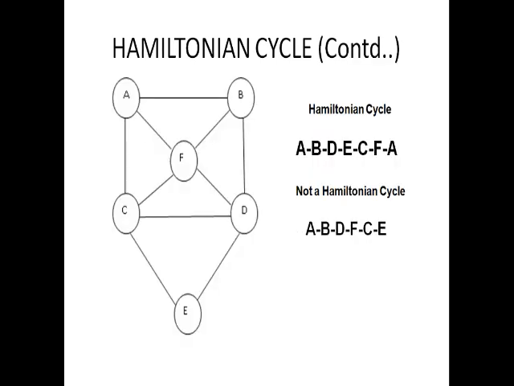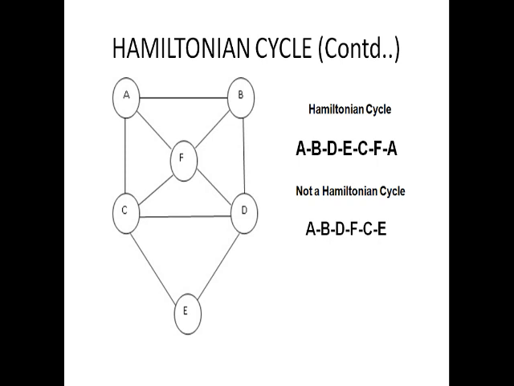This is the example for Hamiltonian cycle. Here we have nodes A, B, C, D, E and F. As per the concept of Hamiltonian cycle, any node can be the starting node, and that node should be the ending node. Next rule, a node should not be visited twice. Next, previously visited nodes, that path should not be taken for reaching the ending node. Here we have two things: one is Hamiltonian cycle and another one is non-Hamiltonian cycle.